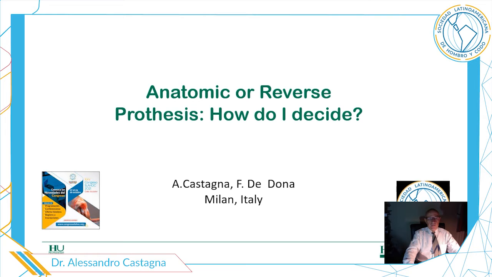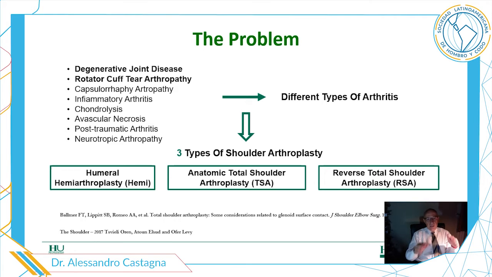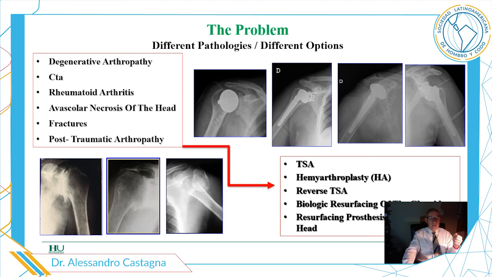My topic today is anatomic or reverse, how I decide for it. First of all, we need to understand that when we speak about shoulder replacement, we are also speaking about different pathologies. That is just a degenerative joint disease, rotator-cuff arthropathy, capsular arthropathy, inflammatory like rheumatoid arthritis, post-traumatic, avascular necrosis. So we have different types of arthritis and we have different types of prosthesis. EMI, that still in some cases makes sense, anatomical, TSA, or reverse, RSA. Because again, facing different conditions requires us to have different options in our hands.